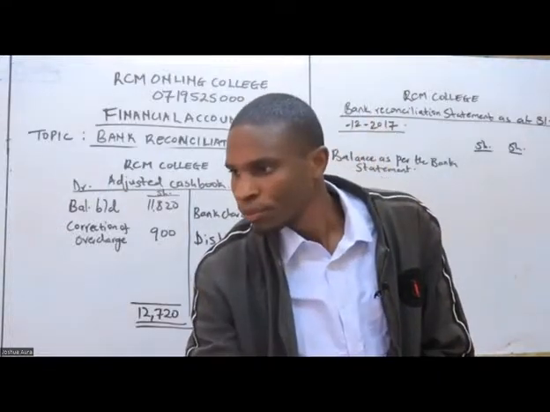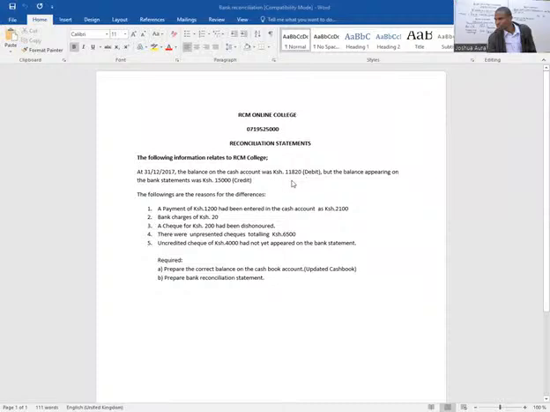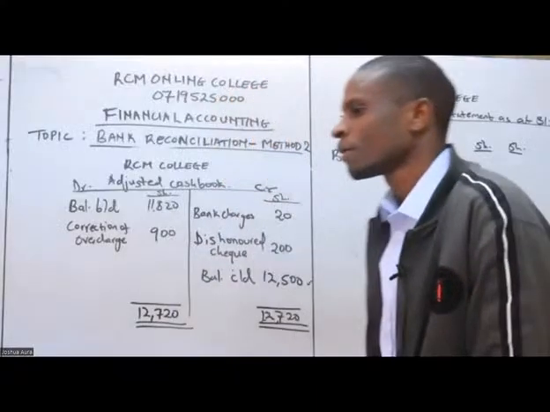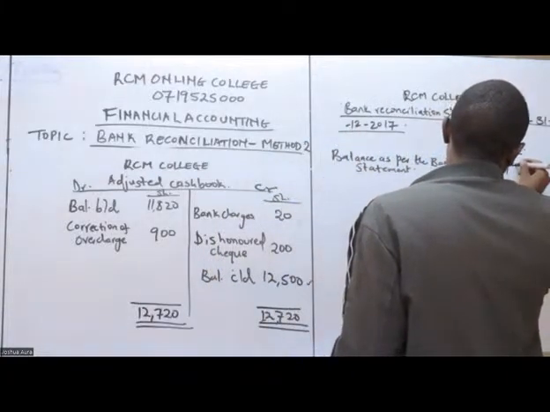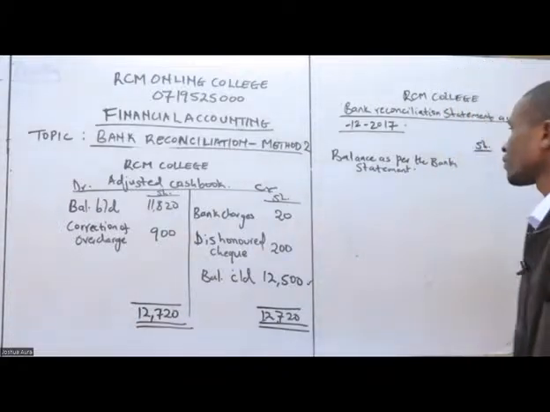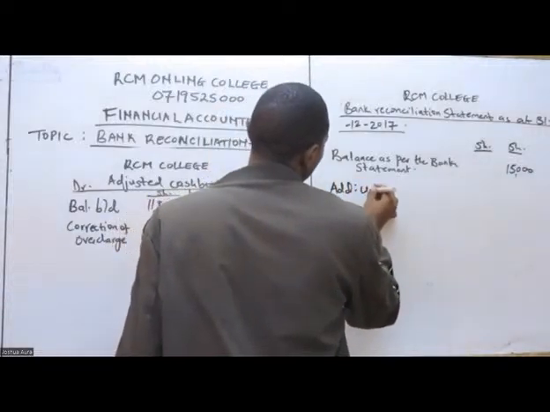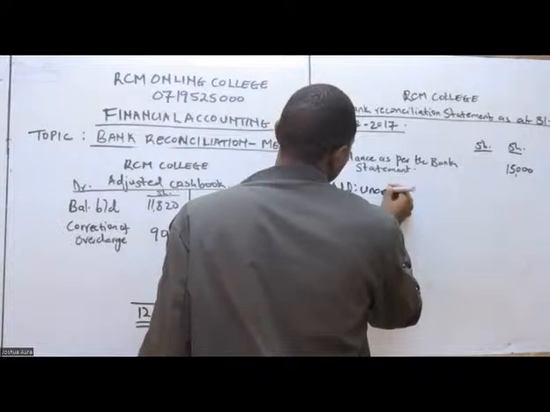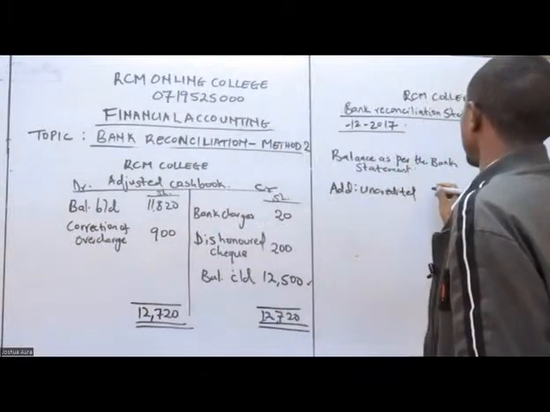So I think we had this. I can see the balance was 15,000. That was the balance as per the bank statement. You can just put that amount on the last column. Then you add uncredited checks.